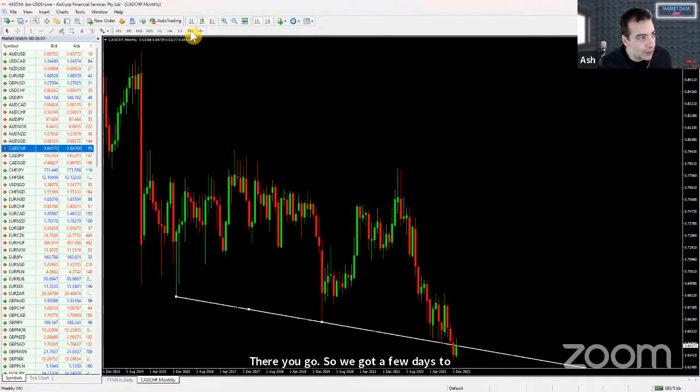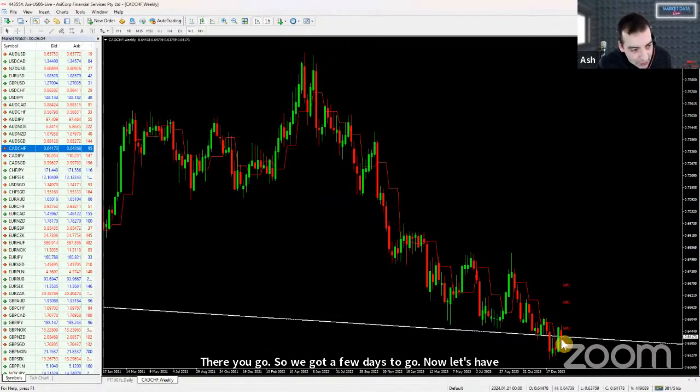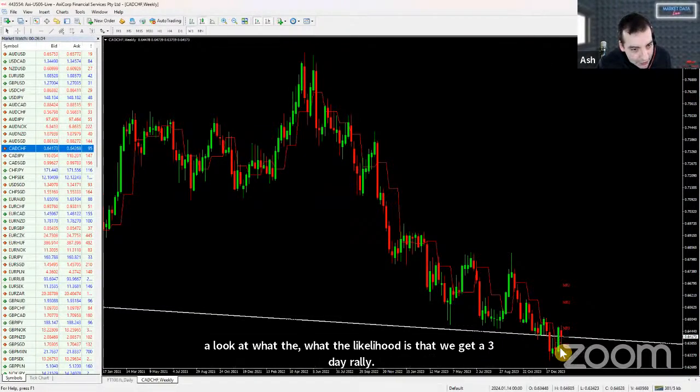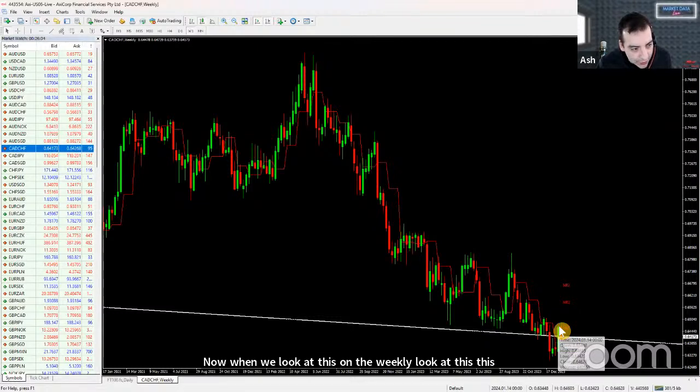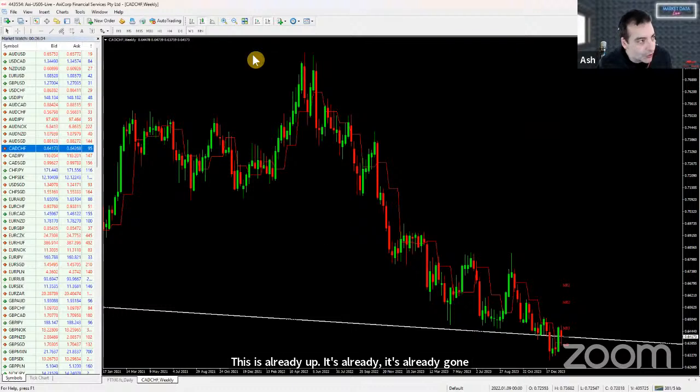Now let's have a look at what the likelihood is that we get a 3-day rally. Now, when we look at this on the weekly, look at this. This is very different on the weekly. This suggests it's already up. It's already gone through the level. Now I can see a little trend line here, which I'm going to do on my dailies.